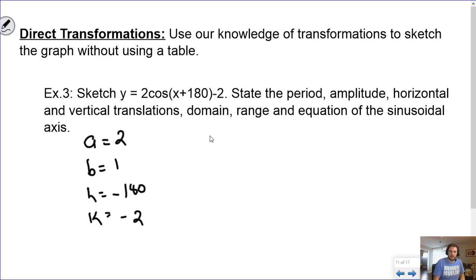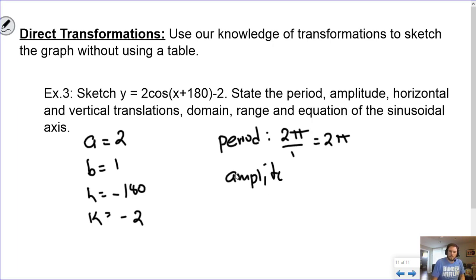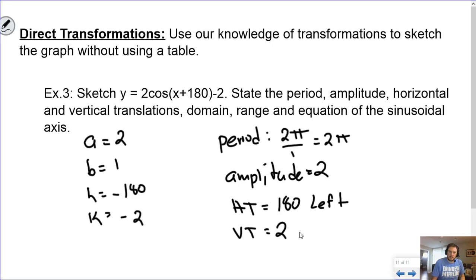So from here, we can answer some of these questions. So again, what's the period? The period here, let's work in degrees, and that's what this 180 is implying here. So my period is going to be 2 pi divided by b, or in this case 1, so that's 2 pi. My amplitude is going to be equal to my a value, so 2. My horizontal translation is my h, so that's 180 to the left. And my vertical translation is my k, so that's 2 units down.